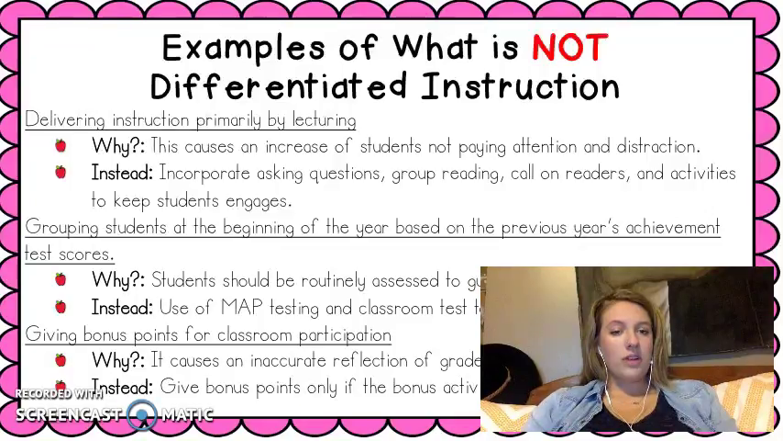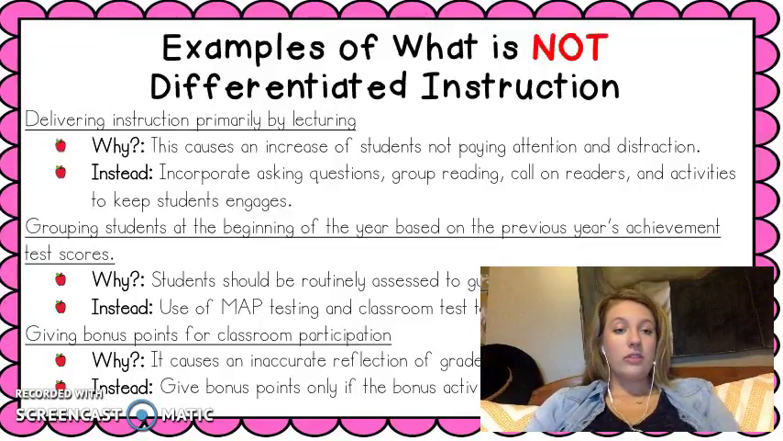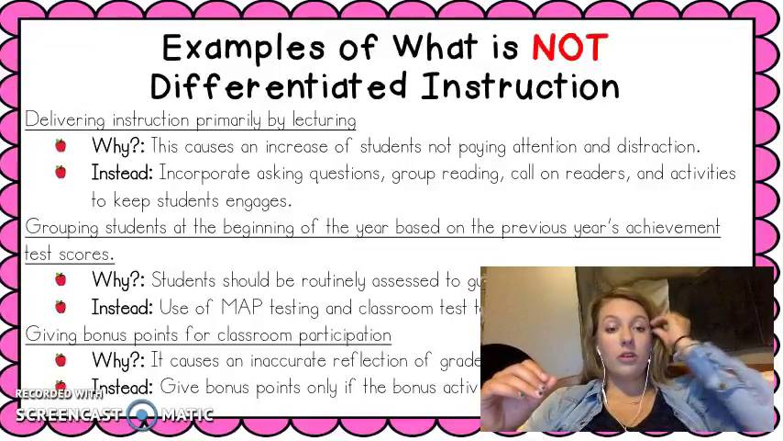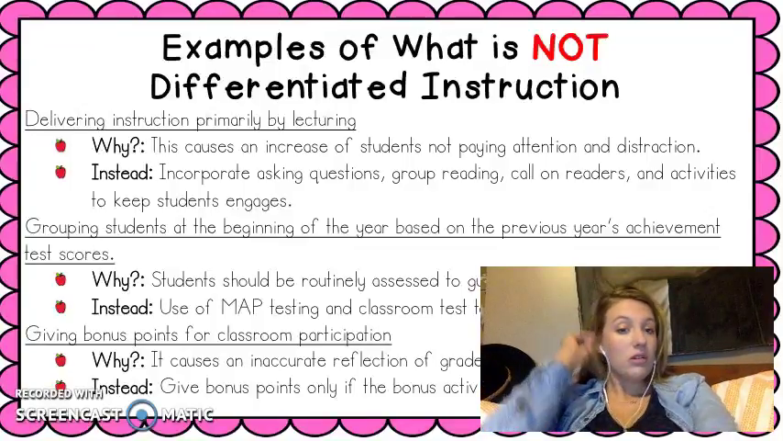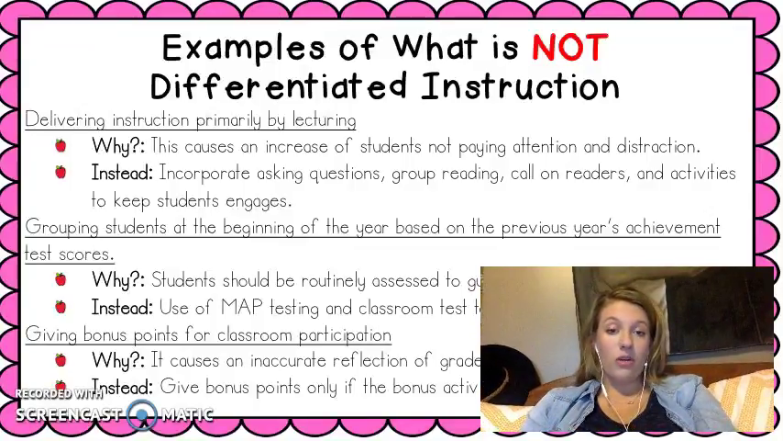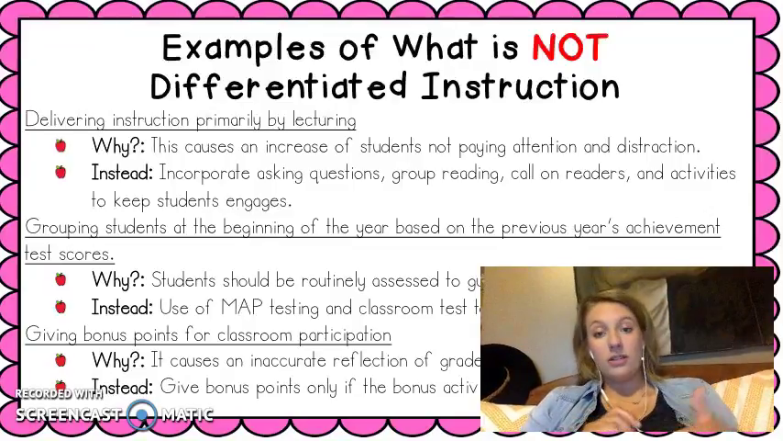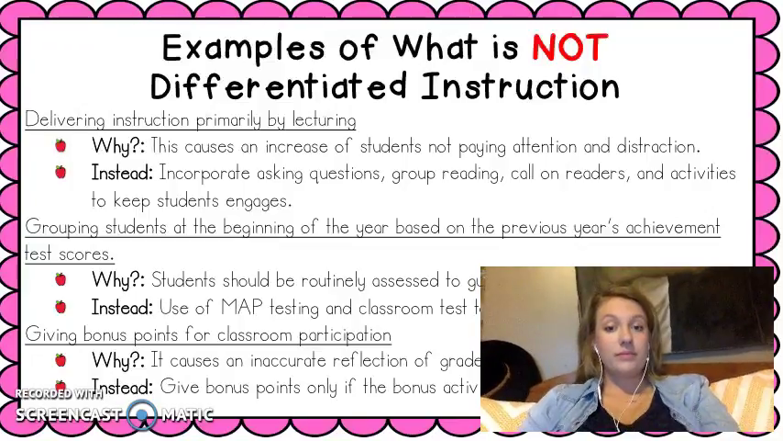Giving bonus points for classroom participation. So this is not differentiated instruction because it can cause an inaccurate reflection of grades and learning. So instead, if you do want to give out bonus points, make sure it's for a bonus activity that is related to the same content that they are learning.